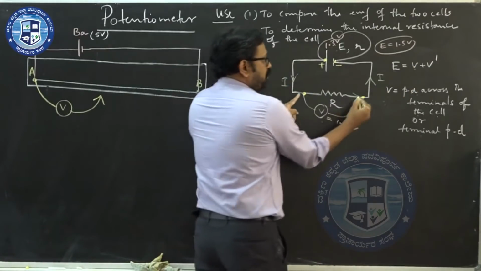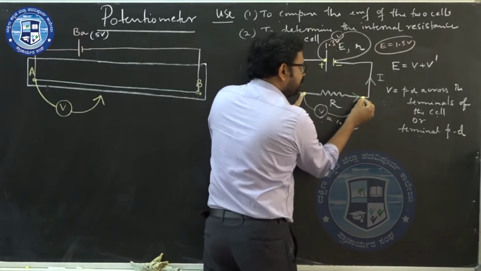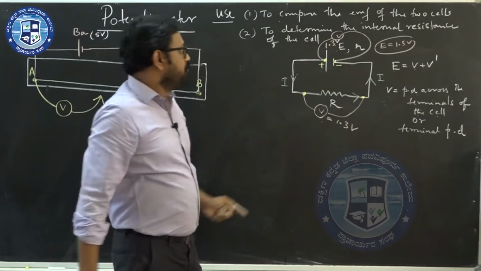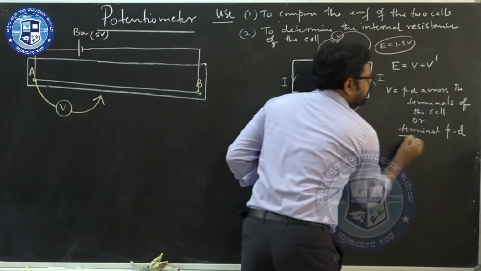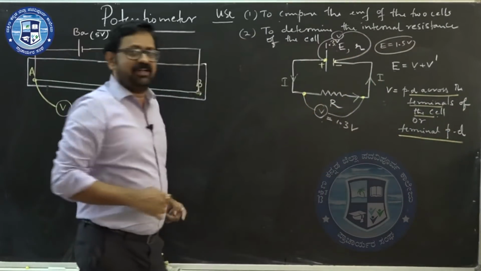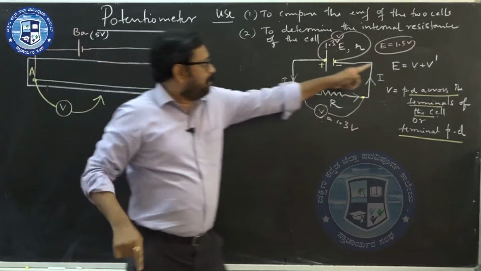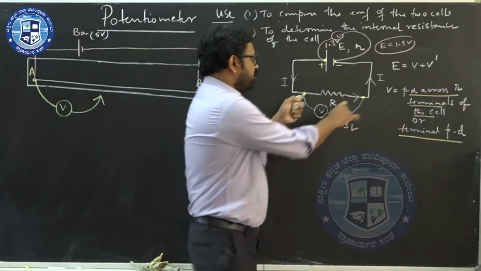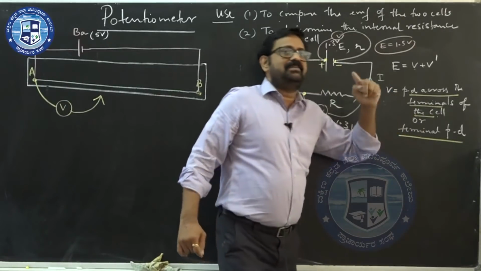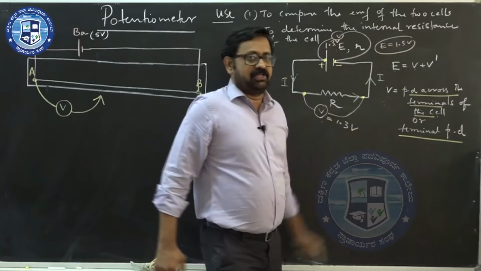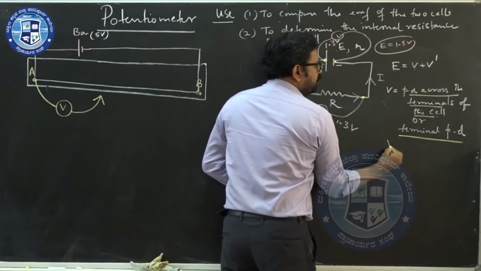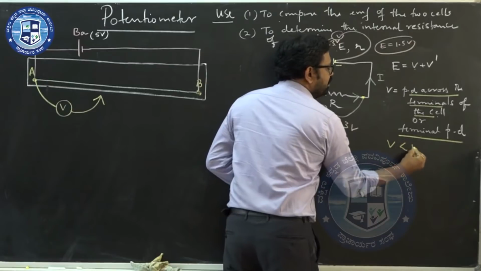V is the potential difference across the external resistor, that is equal to the potential difference across the terminals of a cell, that is equal to the terminal potential difference. You need to remember this. Based on this logic only, I said that V in the above equation can be called the potential difference across the external resistor, or potential difference across the terminals of the cell, or terminal potential difference. Don't you notice that terminal potential difference is less than the EMF of the cell?